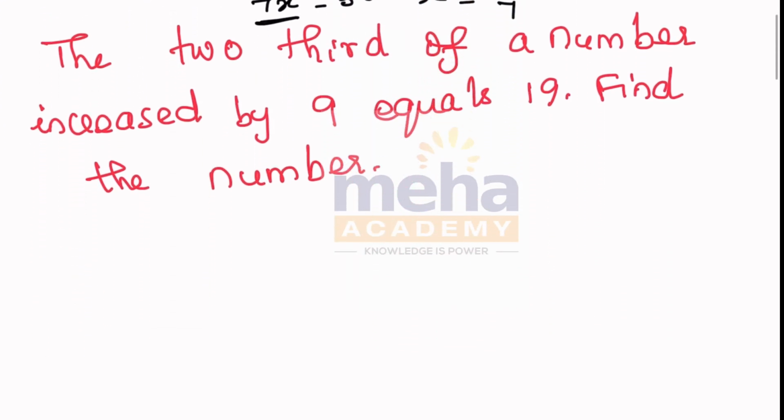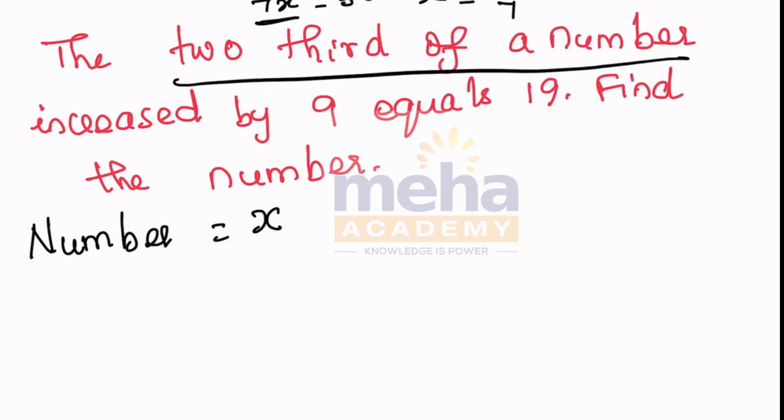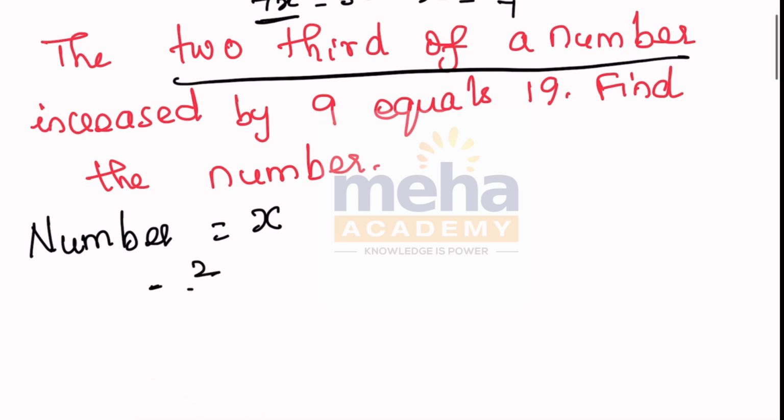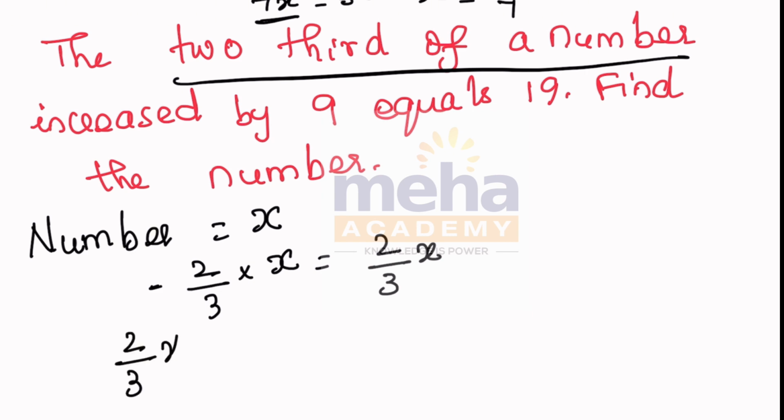The next question. The 2/3 of a number increased by 9 equals 19. Find the number. First, the number is an unknown variable. So let us keep the number is equal to x. 2/3 of a number. How do I write 2/3 of the number? I'll write 2/3 of the number is equal to 2 by 3 into x. That is equal to 2 by 3x. The 2/3 of a number, we increase it by 9. So 2 by 3x plus 9 gives us 19.